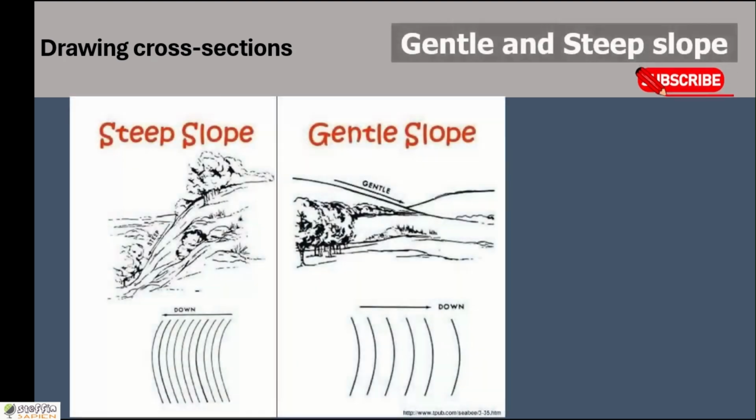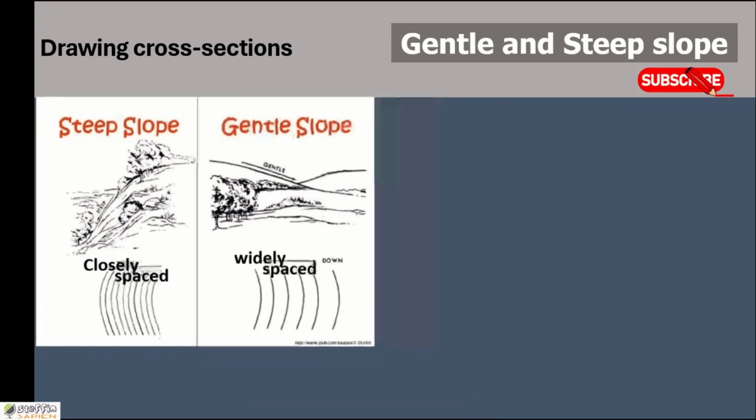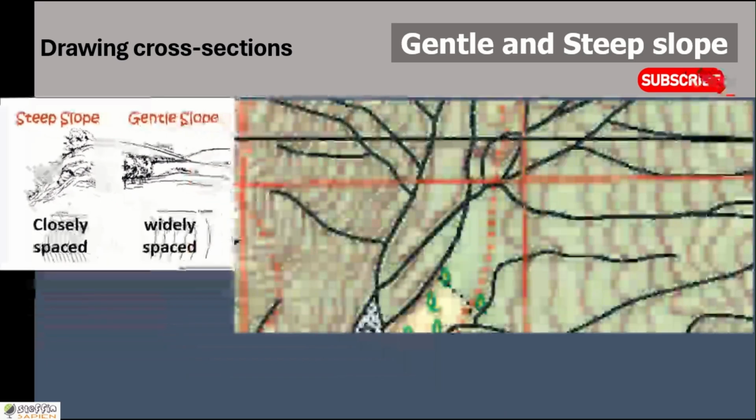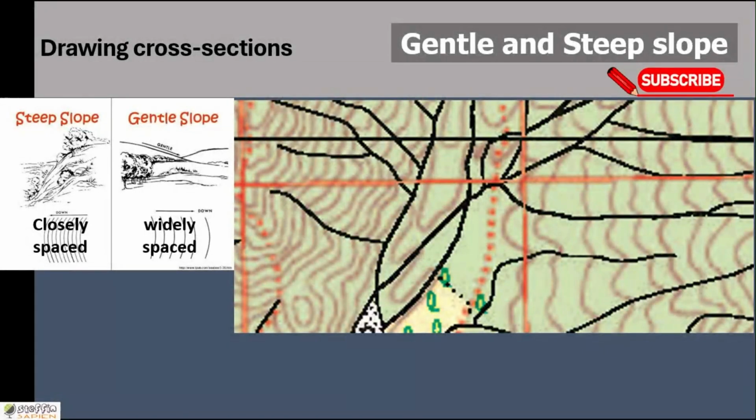Steep slope and gentle slope we have already discussed, and we understood that closely spaced contours indicate steep slope and widely spaced contours indicate gentle slope. Let's take an example from the topographical map that we are going to use. Now, this is the map that we are going to use, and here the contour interval is 20 meters. Height difference between two nearby contours is 20 meters.